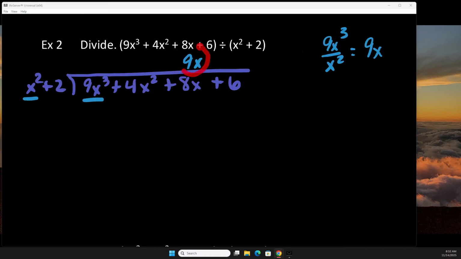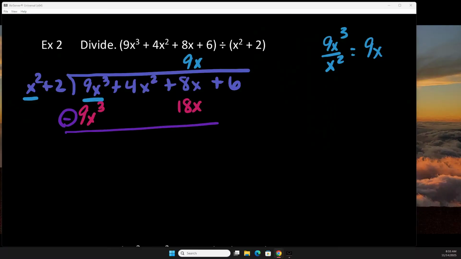All right, then we're going to do the multiplication step. So we're going to take 9x, we're going to multiply it by x squared, and that's going to give you 9x cubed. I did it in a different order this time. It's okay. Then we're going to take 9x and multiply it by 2, and that's going to give you 18x. Now be careful. You have to put it under the other x term. You don't put it under the x squared term. So this x squared term is skipped for now.